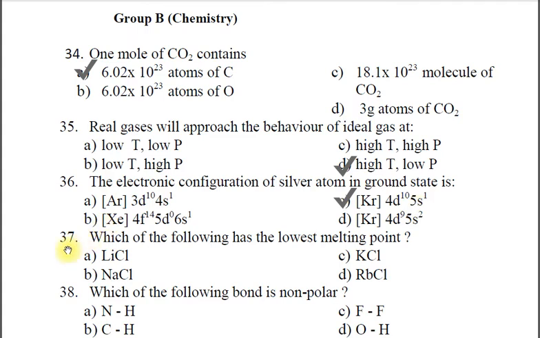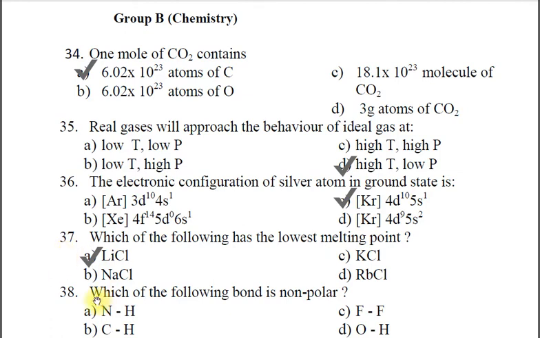Moving to the next question, question number 37. Which of the following has the lowest melting point? A, LiCl, B, NaCl, C, KCl, D, RbCl. Lithium chloride, sodium chloride, potassium chloride, rubidium chloride. And the correct answer is A, which is lithium chloride. Lithium chloride is a covalent metal chloride, while the others are ionic chlorides.